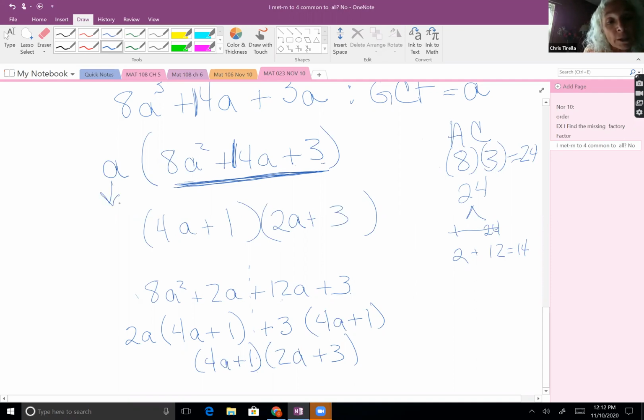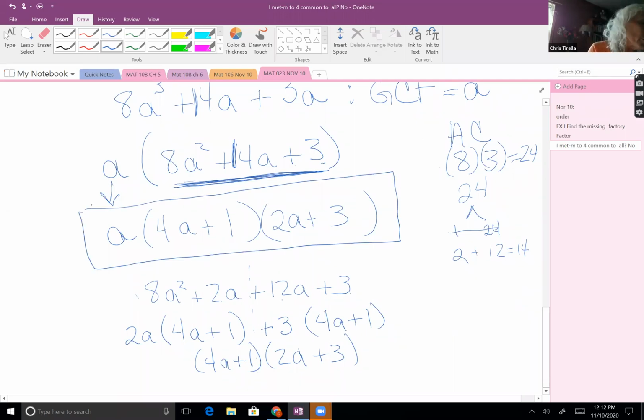But we cannot lose our common factor. That common factor has to stay there. And so in factored form, this one has 3 factors.